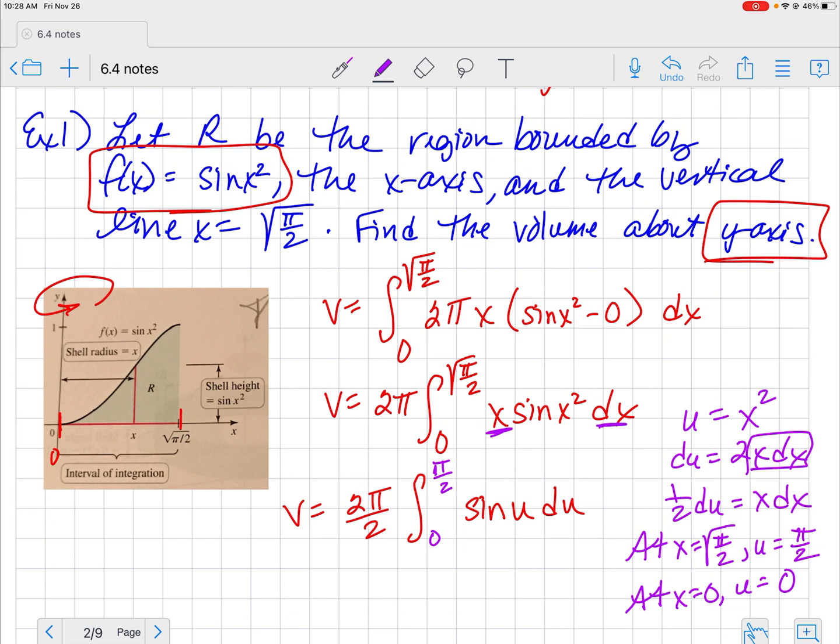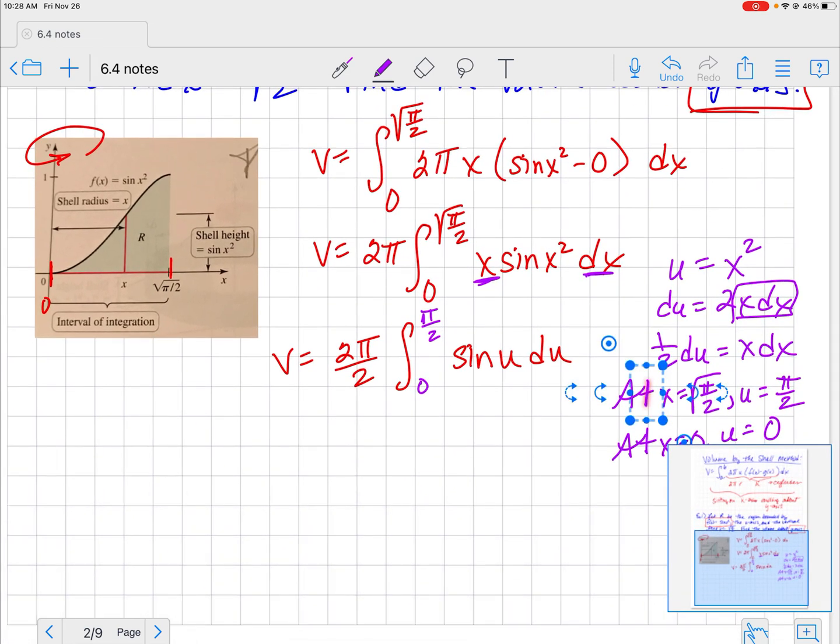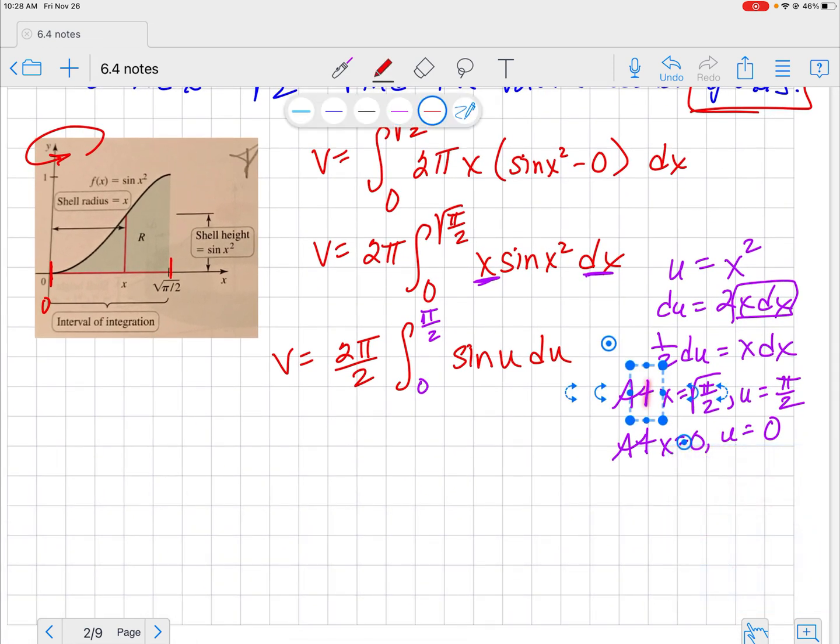Once you commit to the u, keep moving forward with it. Why in the world would you ever go back to x on some mess like this? You wouldn't. That's why we are not going to. Scoot this up a little bit. Oops. Those 2's obviously cancel out. So the antiderivative here of sine is going to be a negative cosine. So I'm going to put that negative in front of the pi. And I've got cosine of u from 0 to pi over 2.